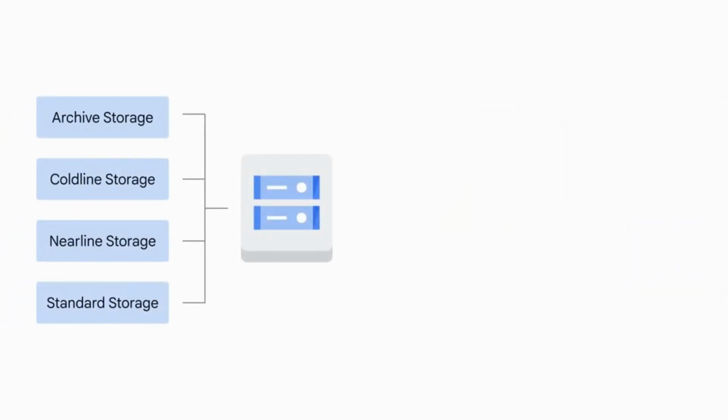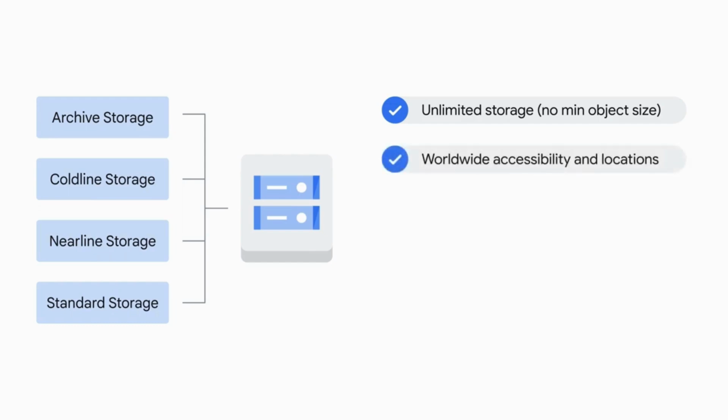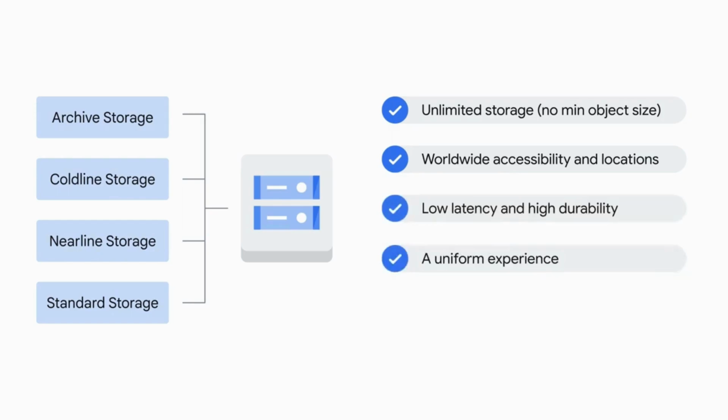Although each of these 4 classes has differences, it's worth noting that there are several characteristics that apply across all of these storage classes. These include unlimited storage with no minimum object size requirement, worldwide accessibility and locations, low latency and high durability, a uniform experience, which extends to security, tools, and APIs, and geo-redundancy if data is stored in a multi-region or dual region.